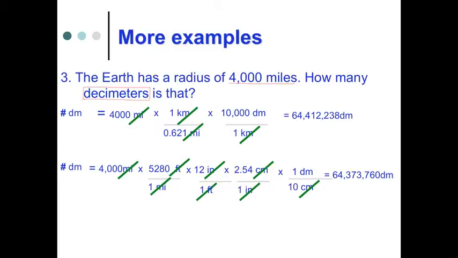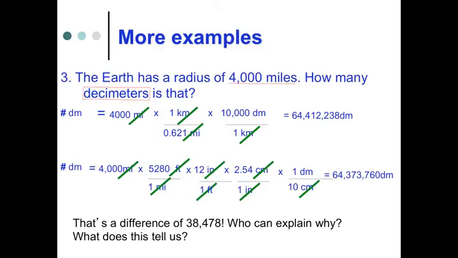That's a big difference. My answer is actually off by 38,478. Why do you think that is? My units canceled out. I ended up in decimeters both times. None of my conversion equalities are incorrect. Well, the answer is actually in the accuracy of the conversion equality.